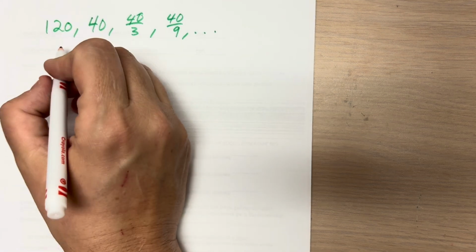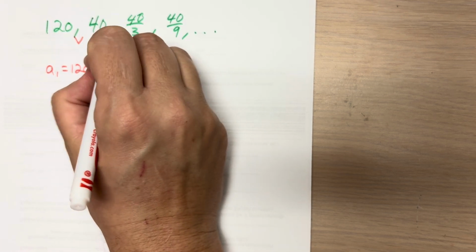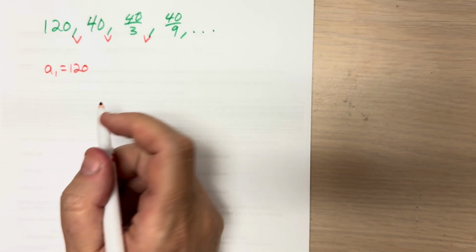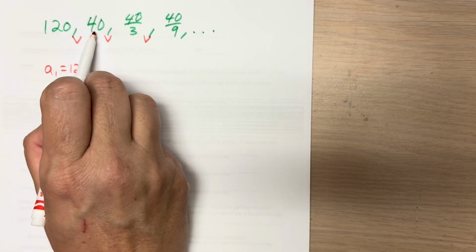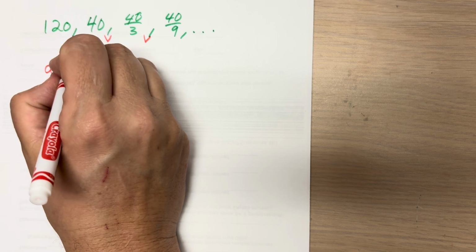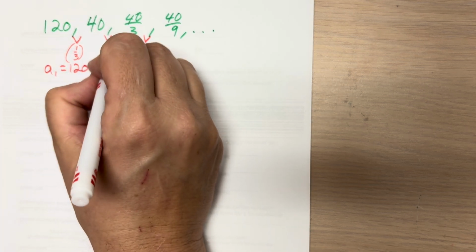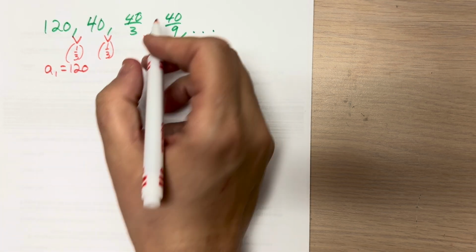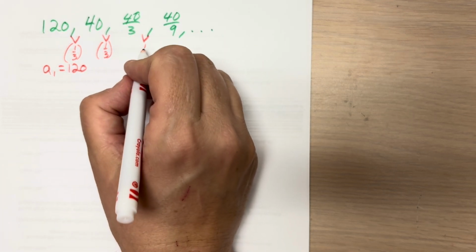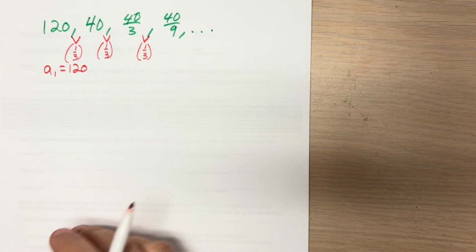All right, the first term here, a sub 1 is 120. Now we have to figure out what we are multiplying by each time, right? So if I divide 40 by 120, I'll get 1/3. And that's what I'm multiplying by each time. 40 times a third is 40 thirds, and then 40 over 3 multiplied by a third gives you 40 over 9.